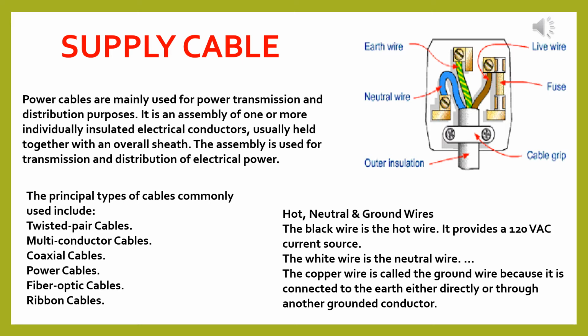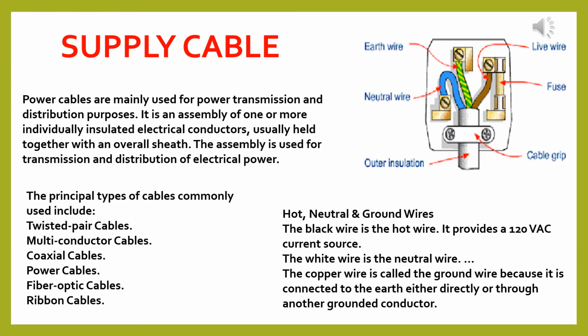Power cables are mainly used for power transmission and distribution purposes. It is an assembly of one or more individually insulated electrical conductors, usually held together with an overall sheath. The assembly is used for transmission and distribution of electric power. The principal types of cable commonly used include twisted pair cables, multi-conductor cables, coaxial cables, power cables, fiber optic cables, and ribbon cables.